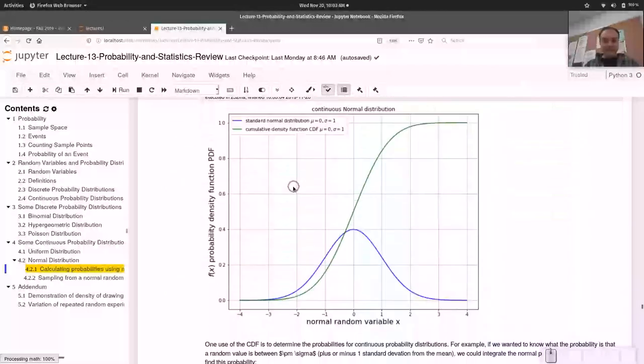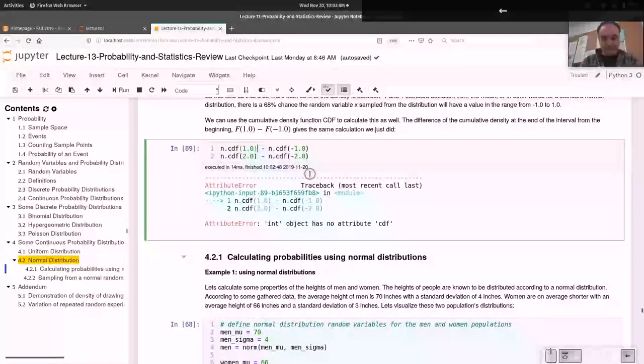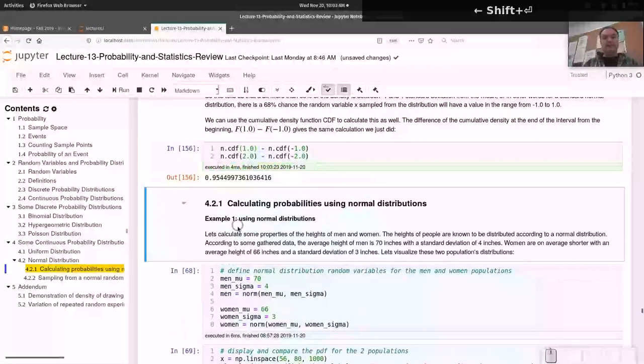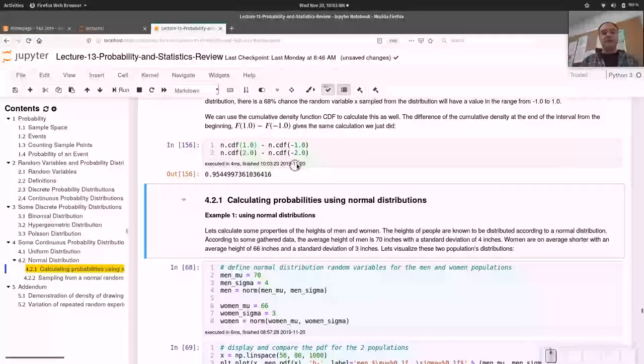Yeah, 95%, right? And I won't do it again for 3, but 3 gets you like 99.9%, actually. So it's very unlikely to be more than 3 standard deviations away from the mean in a normal distribution.